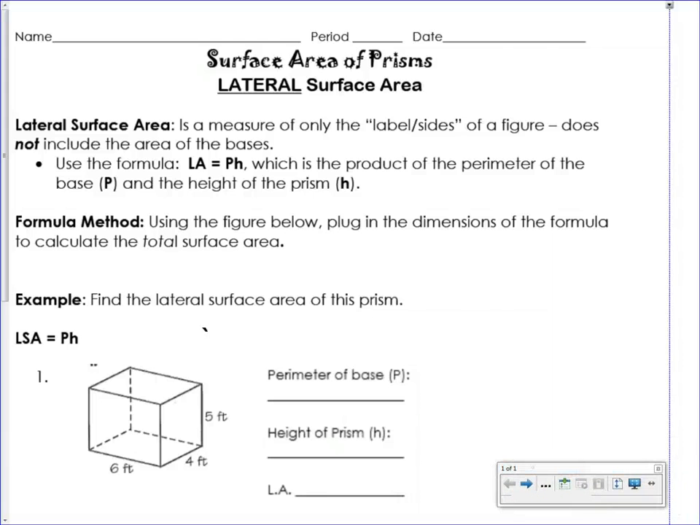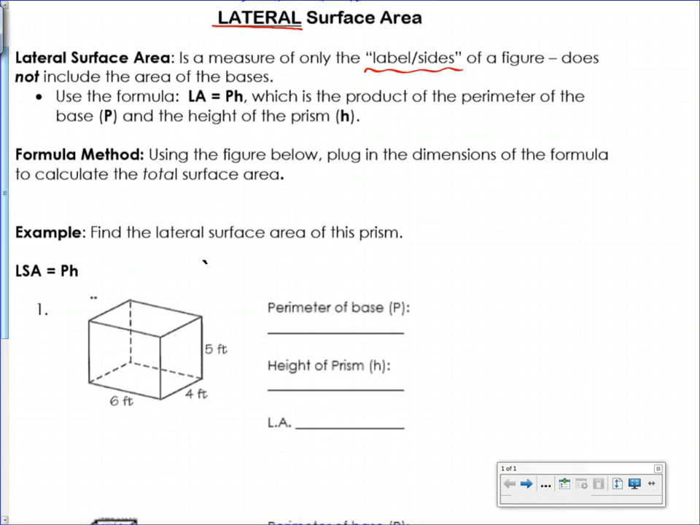So the first part of surface area we're going to talk about is called lateral surface area. Lateral surface area is a measure of only the lateral, or sides, of a figure. It does not include the area of the bases. When we talk about bases, we're talking about the top and the bottom of the rectangular prism. Our formula is LA, lateral area, equals PH, which is the product of the perimeter of the base, letter P, and the height of the prism, letter H.